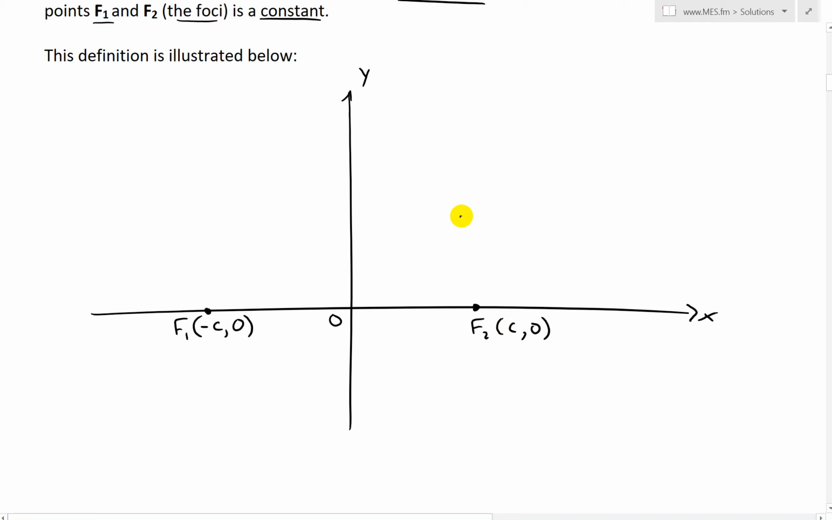Now let's say we have a point across here, and I'll call this p of x, y. Now what I'll do here is draw this in red, the distance from this focus to that point. So this is going to be our distance here, all the way in red, and I'll call this distance absolute value of p f1, just a distance. And now the distance from here to here is going to be absolute value of p f2.